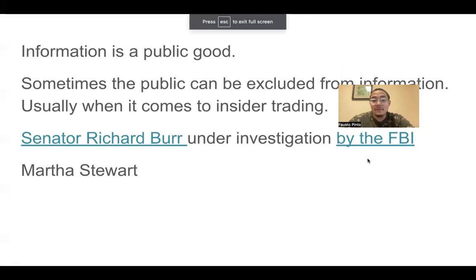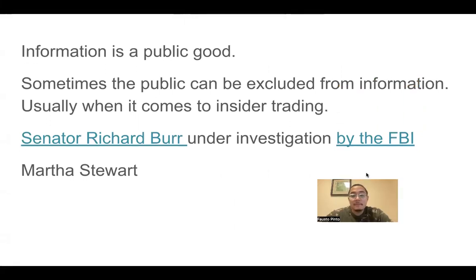So information in itself is a public good. Sometimes the public can be excluded from information, usually when it comes to insider trading. So what is insider trading? We're talking a lot about stocks here. And when we talked about the news, it's when somebody in a company has information about the company, and they use that to get monetary gain. This is illegal, even if you work in the company.